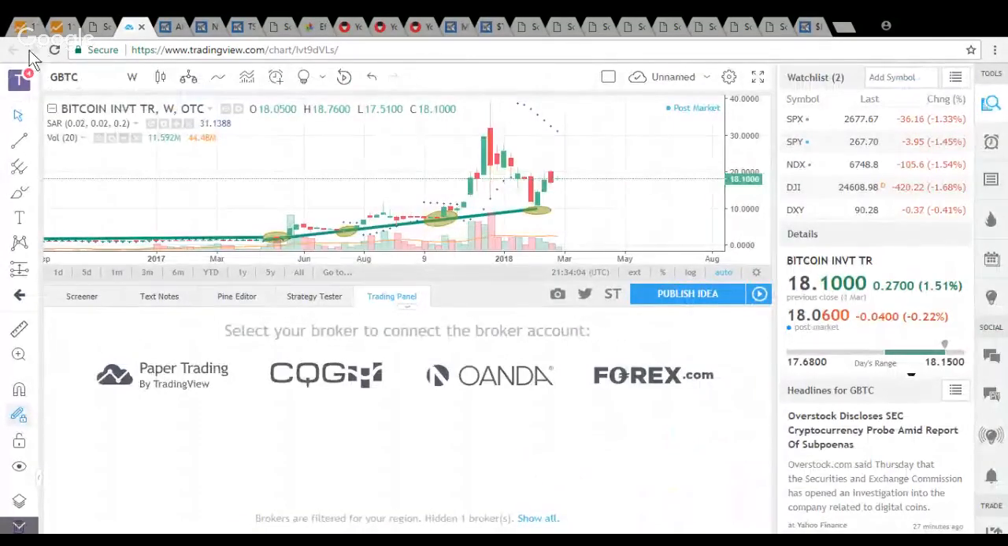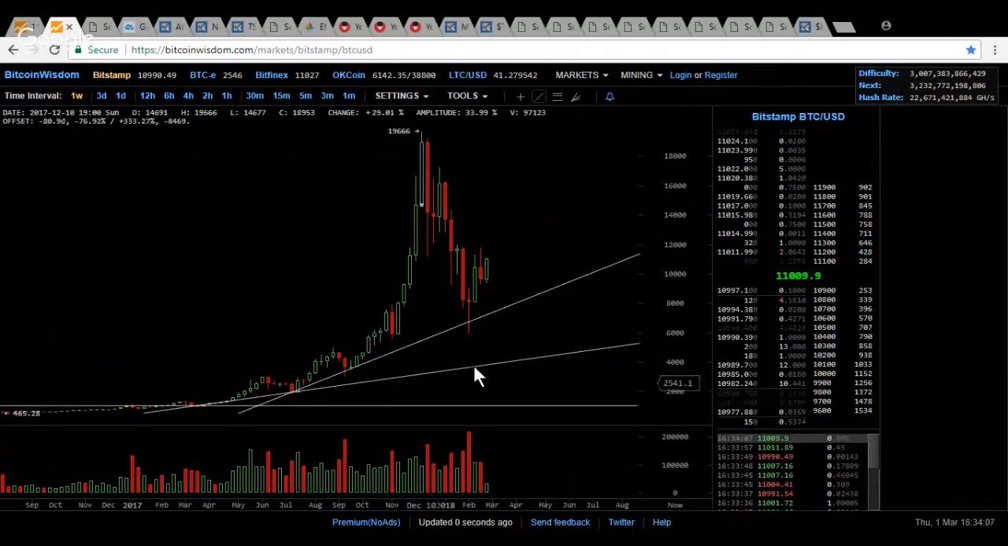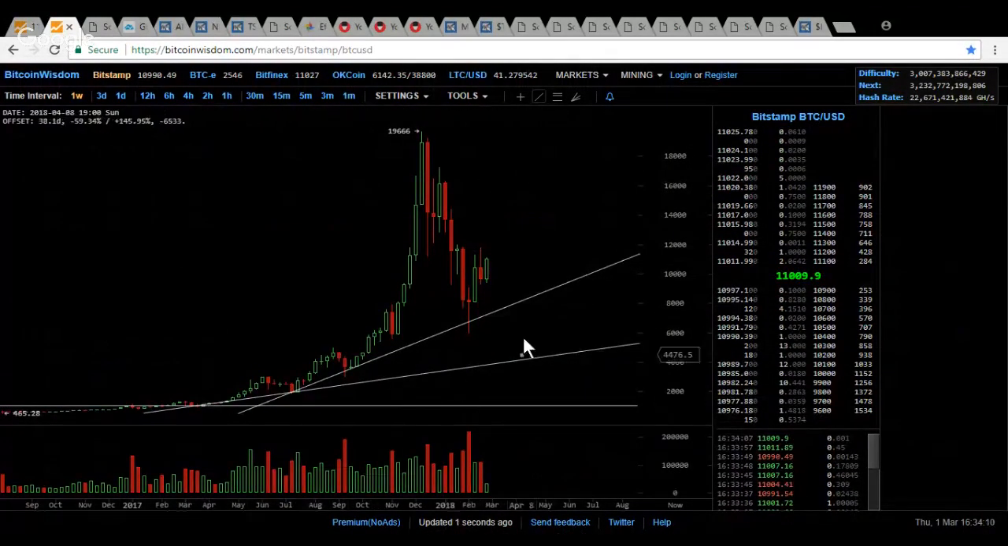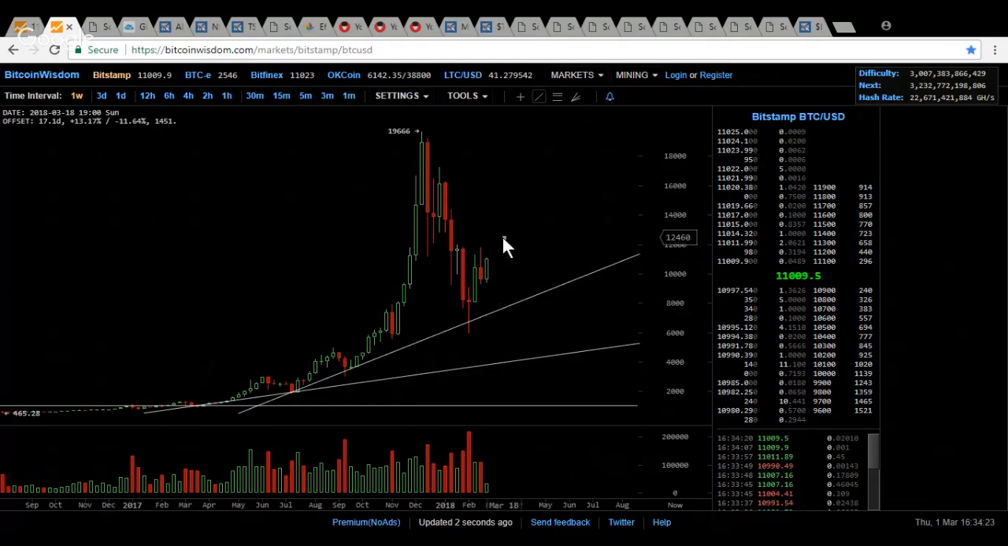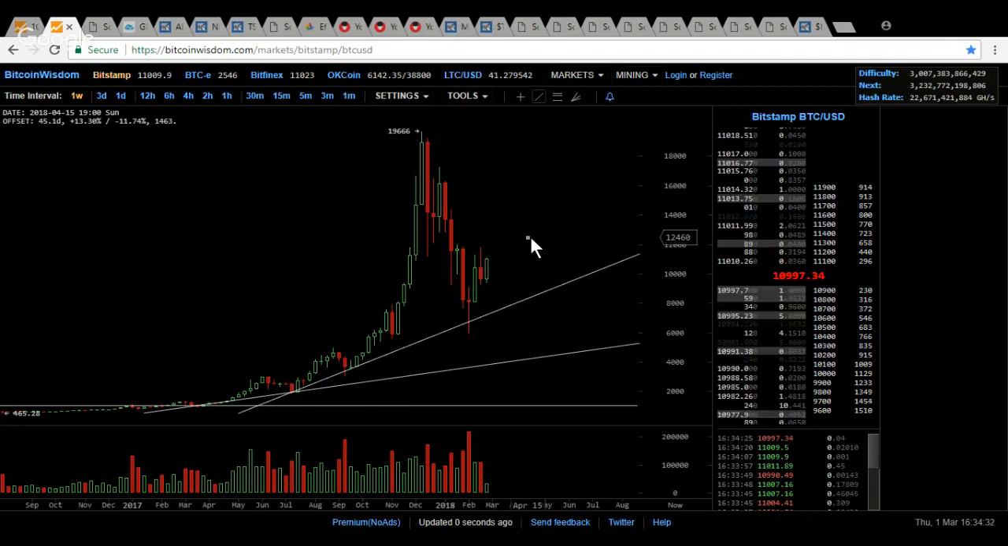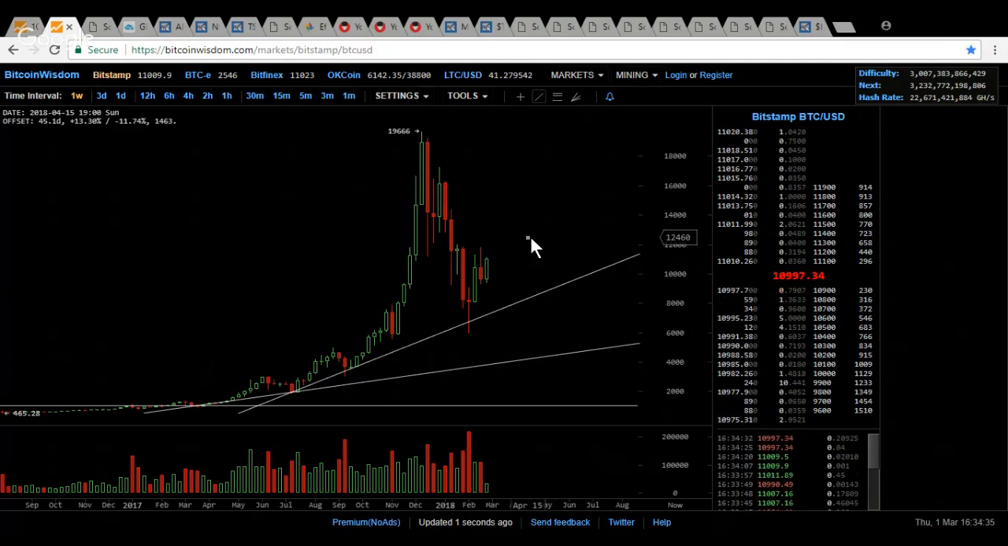And the difference between the two is that this is a rendition of a pure asset, Bitcoin, on one particular exchange, Bitstamp. We could show another overlaying chart of the same asset, Bitcoin, on another exchange like Bitfinex, or another exchange like Coinbase, or another exchange like BitMEX, and they would be almost identical, but not identical.